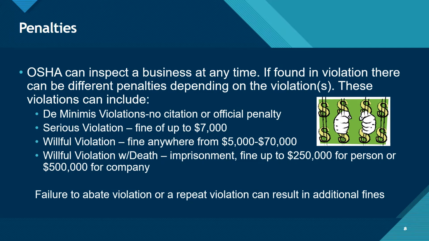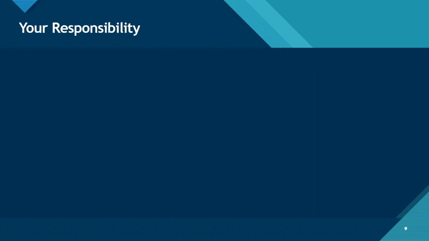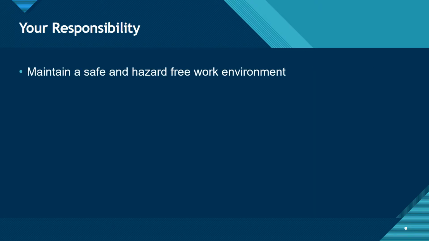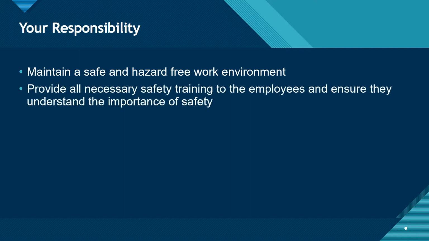Failure to abate violation or repeat violation can result in additional fines. As a manager, you have direct contact with our employees and have certain responsibilities to help. This includes maintaining a safe and hazard-free work environment, providing all necessary safety training to the employees, and ensuring they understand the importance of safety.